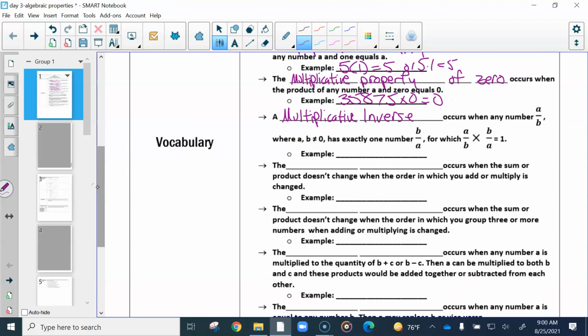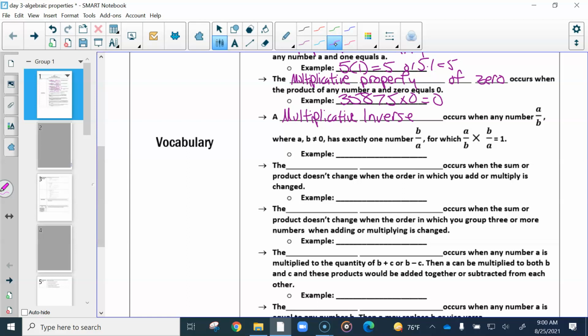So multiplicative inverse occurs when any number a over b, where a and b don't equal 0, has exactly one number, b over a, for which a over b times b over a equals 1. Now in variables, that doesn't make a whole lot of sense. Let's do numbers.